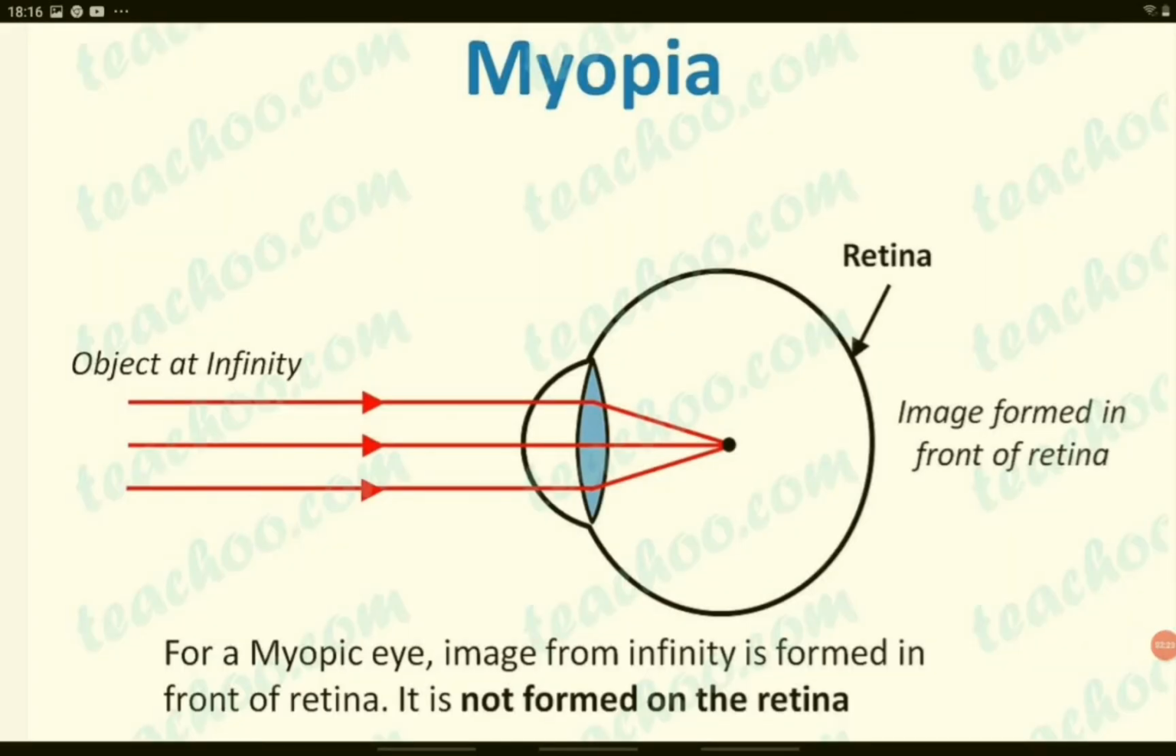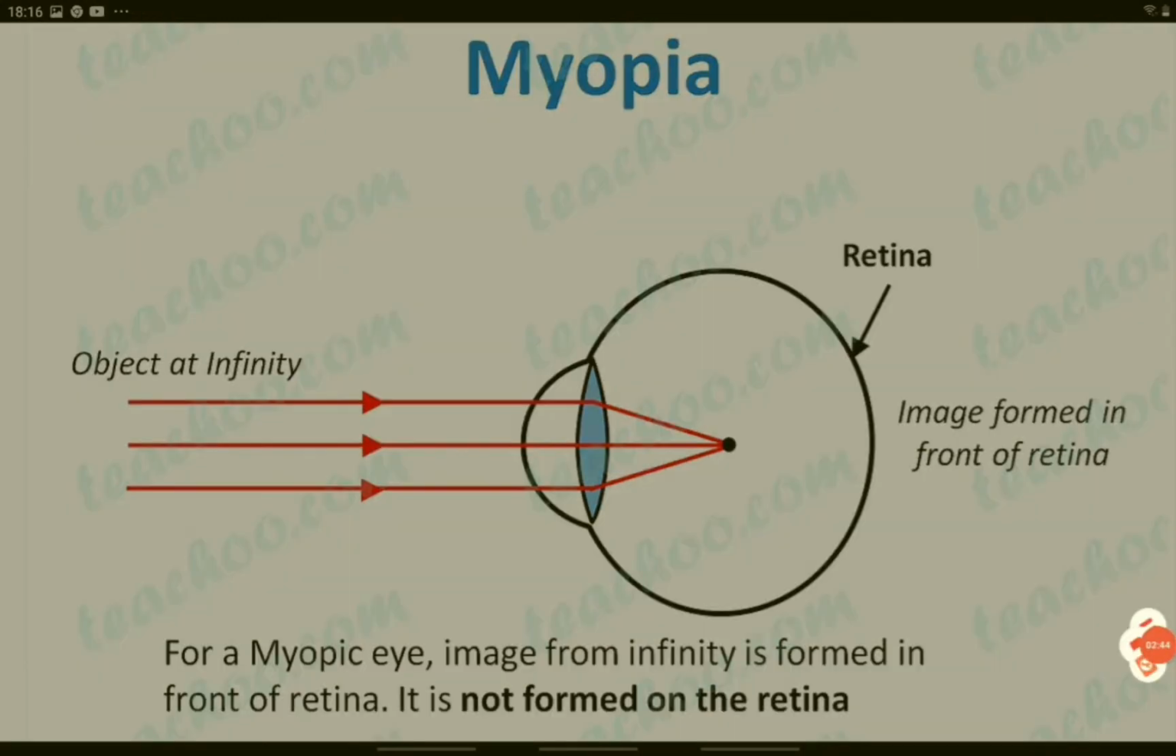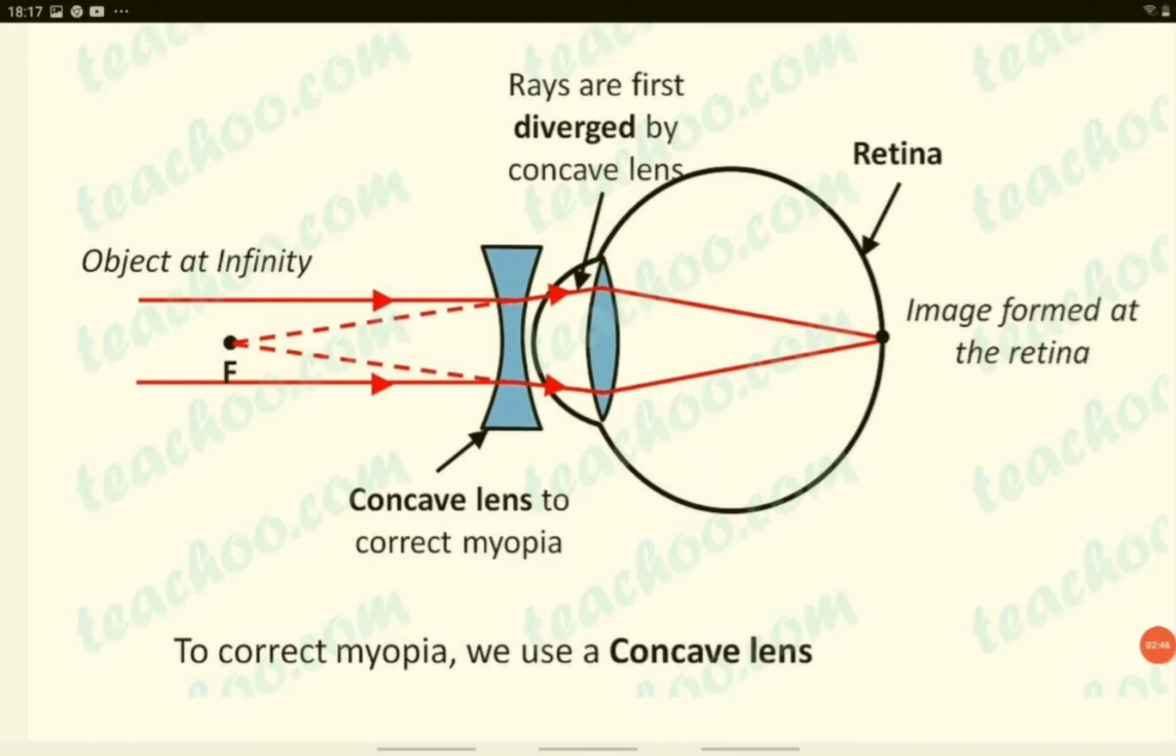So here is the myopia formation image. Here we can clearly see that the image is formed in front of the retina. For a myopic eye, the image from infinity is formed in front of the retina. It is not formed on the retina. So in order to correct myopia, we can use a concave lens. It is shown in the image very clearly.